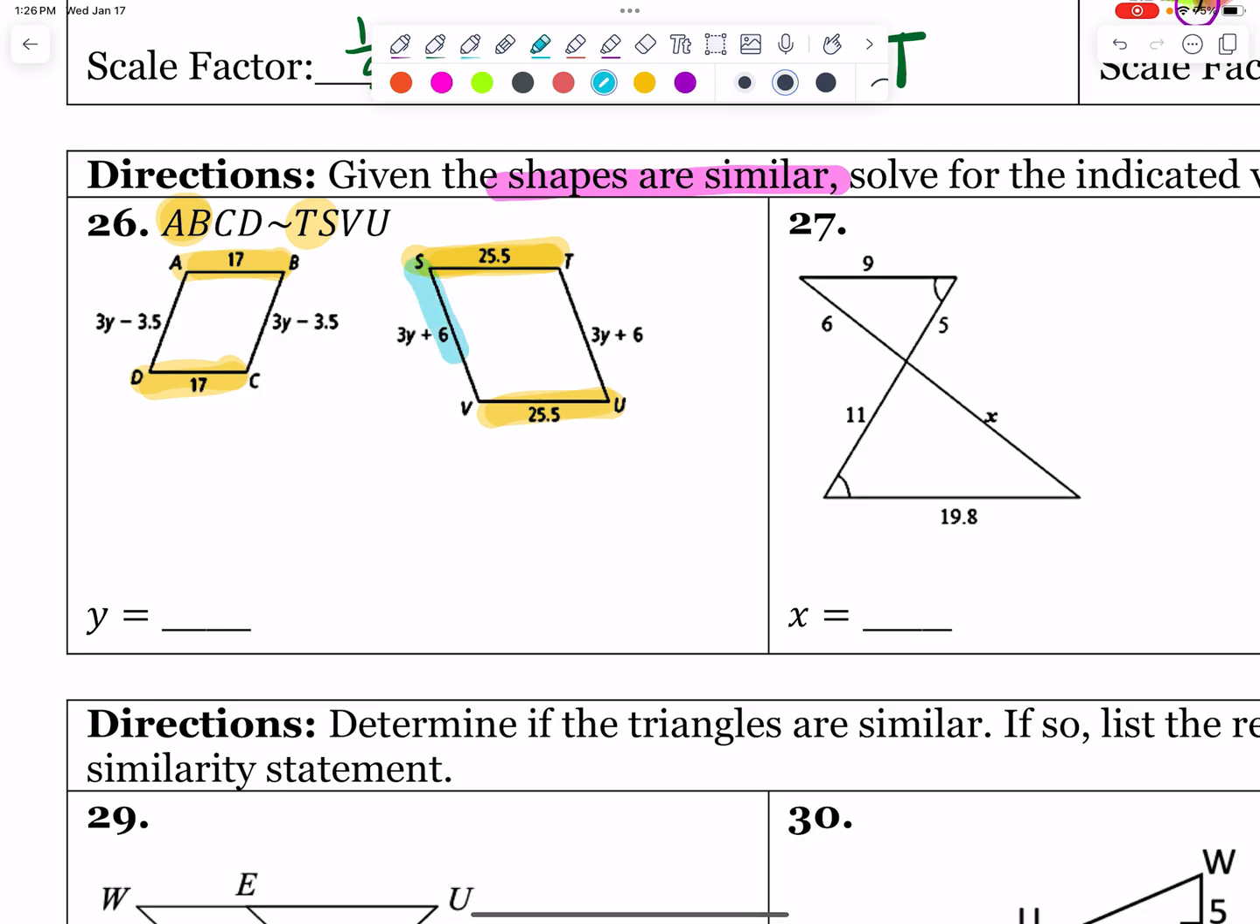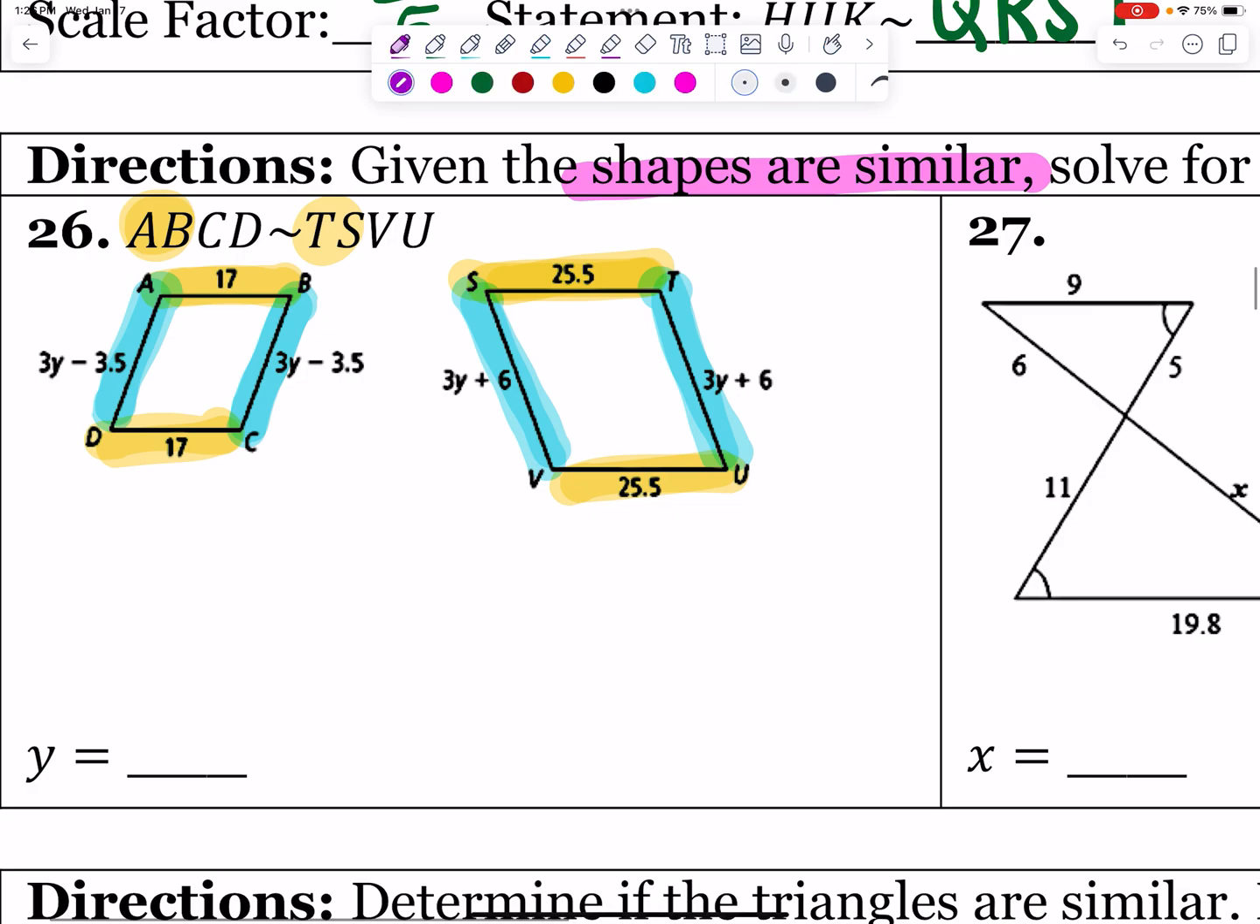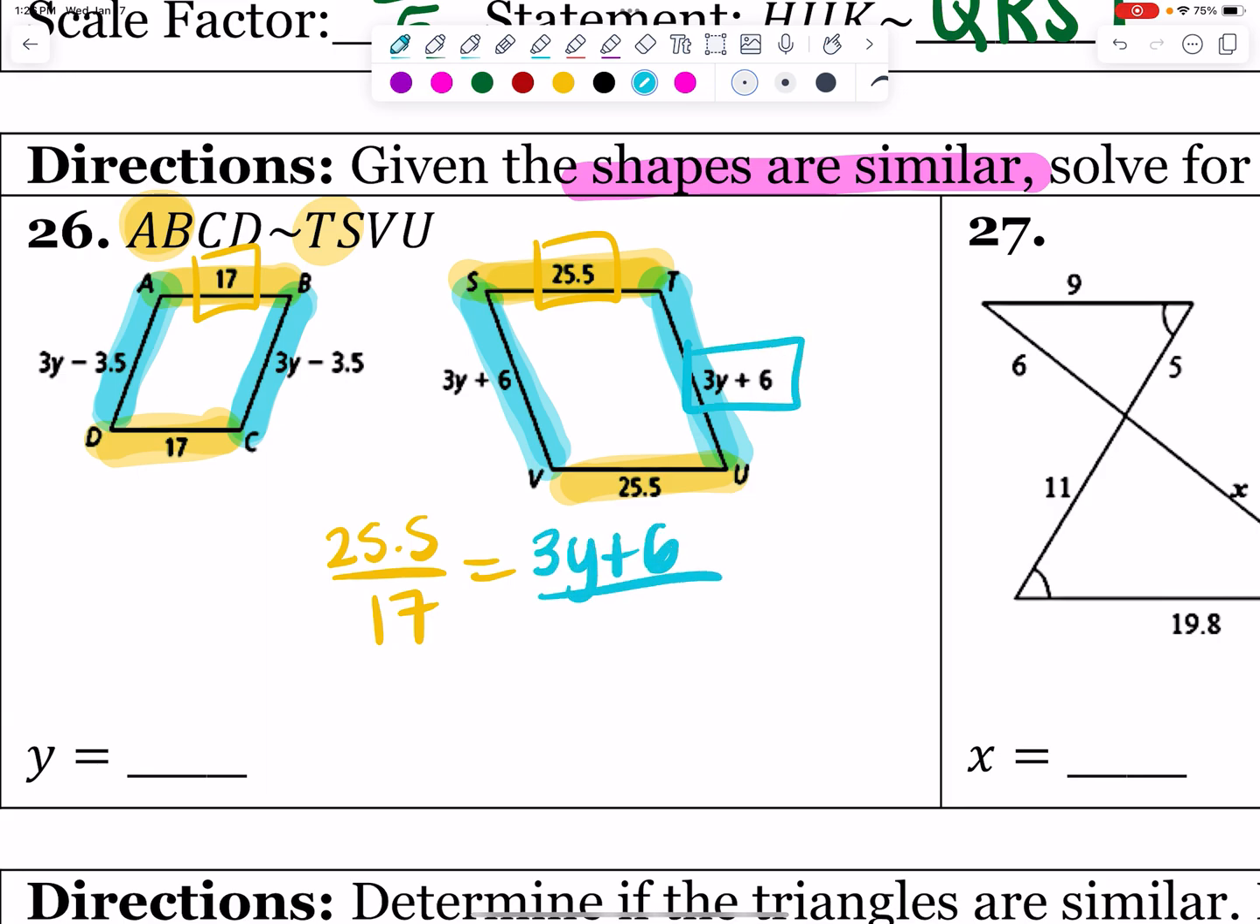So I'm able to set up a proportion because the blue pieces are going to be corresponding as well. And so when I set up this proportion, there's 25.5, there's 17. I'm going to do 25.5 over 17. That's how I chose to set it up. Would be equal to the one on the right, the bigger one, 3y plus 6, over the smaller one. So TU is going to go with AD, which is this piece right here, 3y minus 3.5.